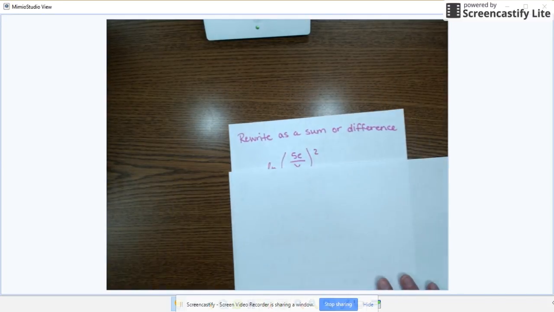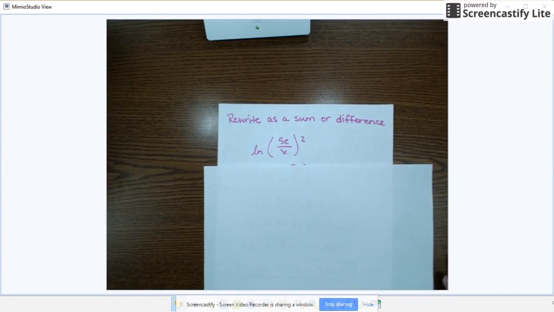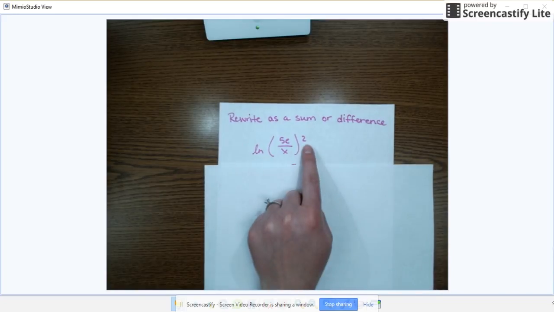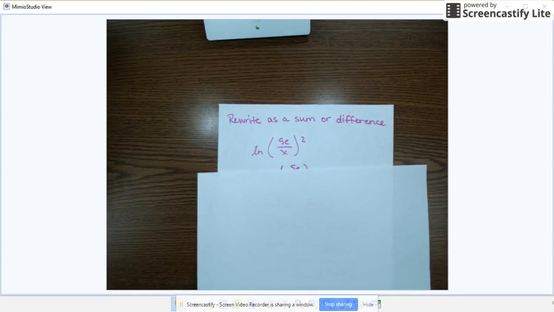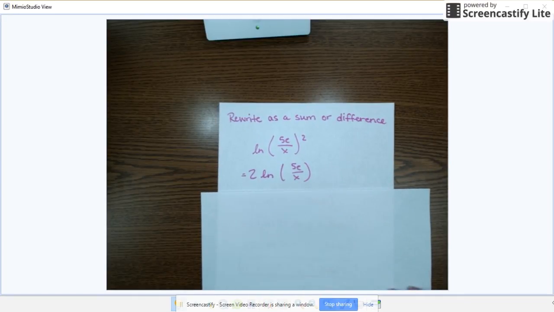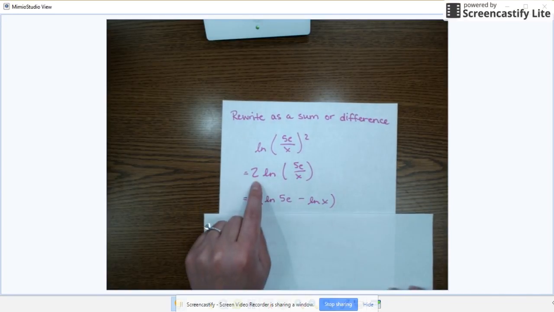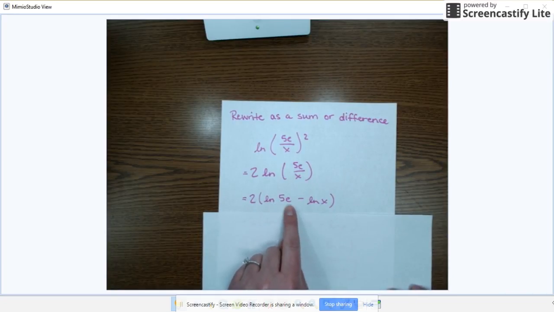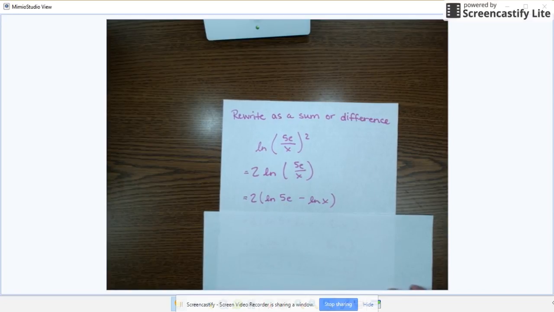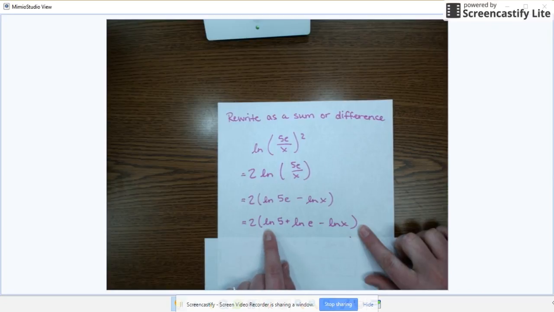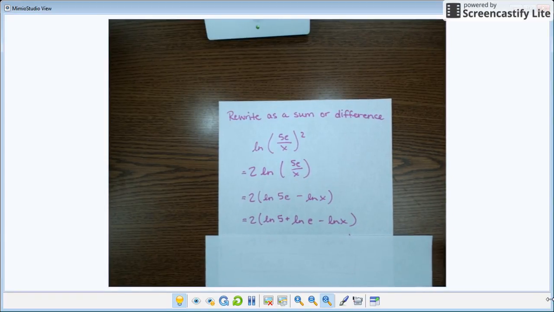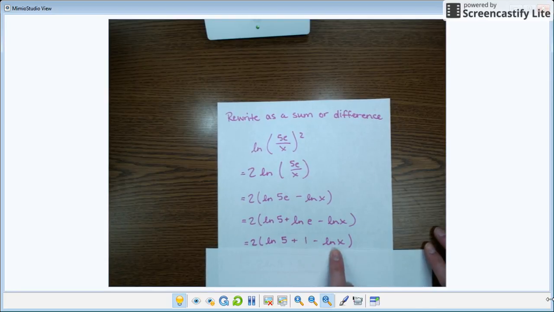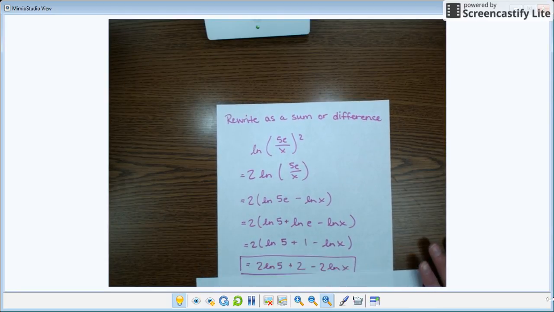One last example, we're going to take this natural log and rewrite it as a sum or difference of natural logs. So first thing to do, kind of work your way backwards, is to pull that power out. So 2 times natural log of 5e over x. Now we have a quotient, so we're going to split it into a subtraction problem. But this exponent went to both the 5e and the x, so we have to write our remaining difference in parentheses. Then we can take this first piece, that is a product, 5 times e. We can split that into an addition problem. Still keep that 2 around everything. So that becomes natural log of 5 plus natural log of e minus natural log of x. And hopefully you remember natural log of e is just 1. They're inverses of one another. So we have 2 times natural log of 5 plus 1 minus natural log of x. And then the last step would just be to distribute that 2 all the way through.